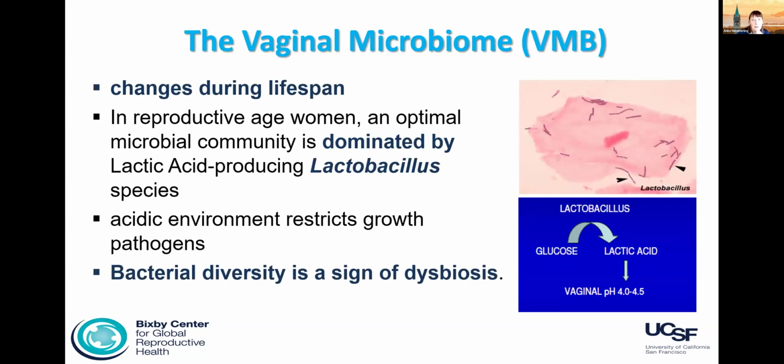So for those of you that are not that familiar, just a few basics. The later talks will go into more detail here. The cervicovaginal microbiome changes during the lifespan. For reproductive age women, an optimal microbial community is dominated by lactobacillus that are acid-producing: hydrogen peroxide, lactic acid. And this acidic environment restricts the growth of pathogens. And as opposed to the gut microbiome, in the vaginal space, bacterial diversity is a sign of dysbiosis. It's not a good thing.